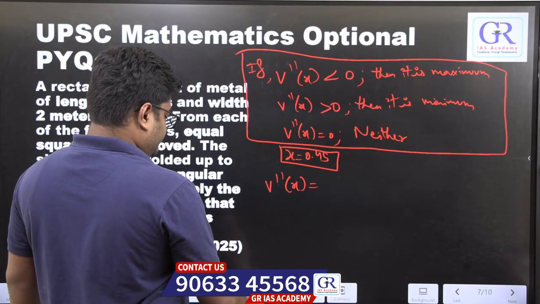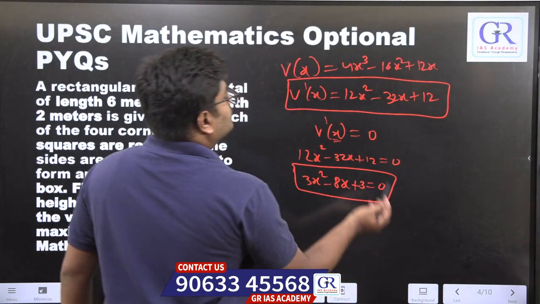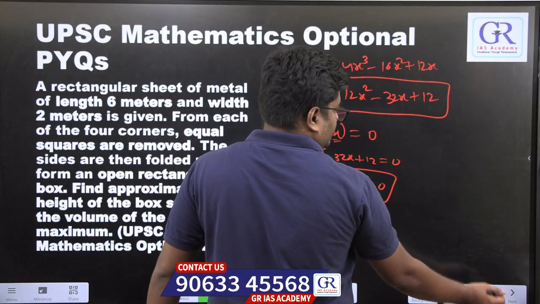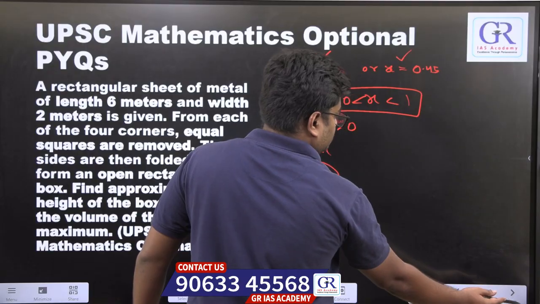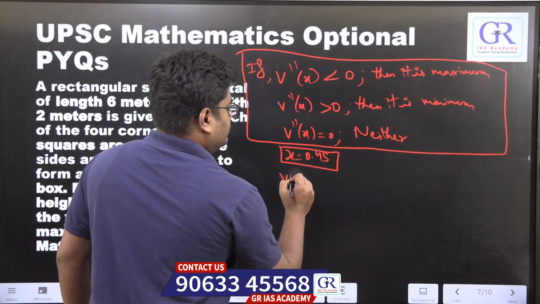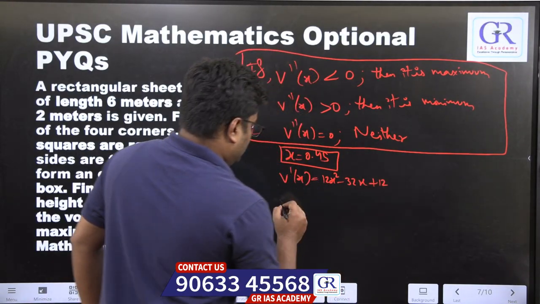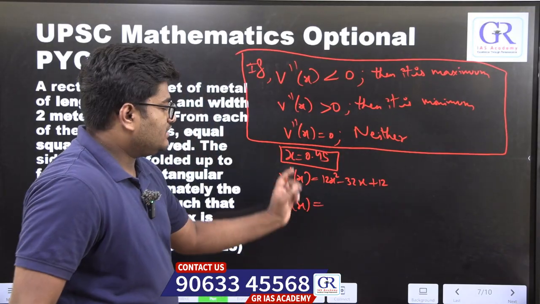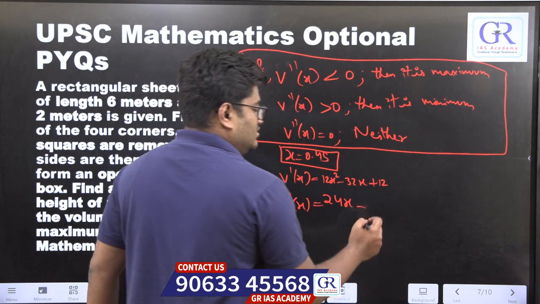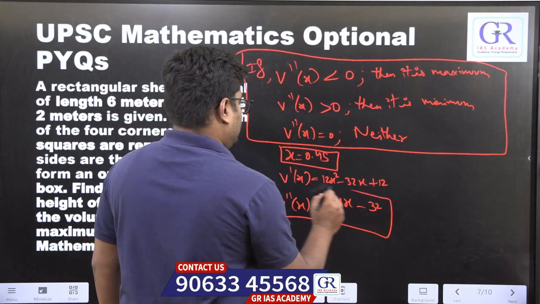What is the first derivative? We got the first derivative as 12x square minus 32x plus 12, right? So v dash of x is 12x square minus 32x plus 12. Let's differentiate it again to find the second derivative. The derivative of x square is 2x, so 12 into 2 is 24x. Then minus 32x, dx by dx is 1, so 32, and the derivative of a constant is 0. So we got the second derivative.